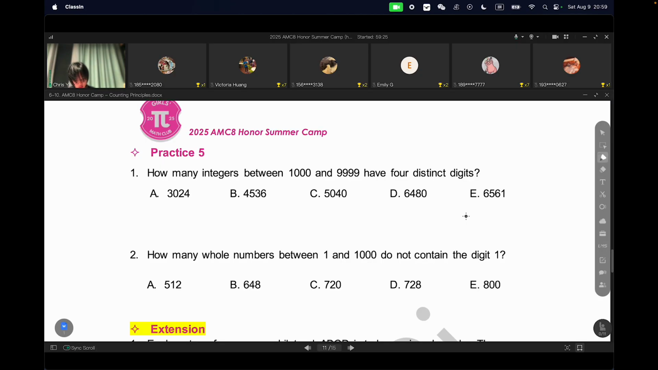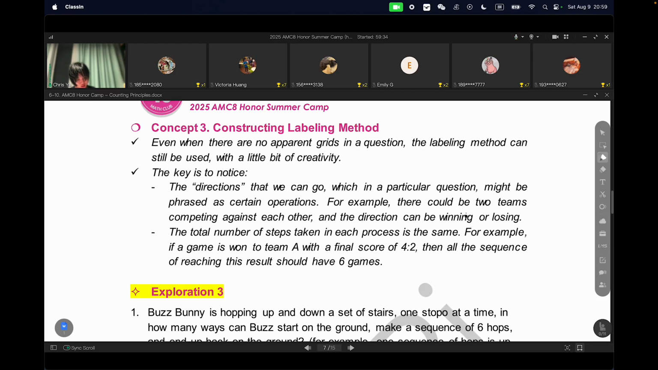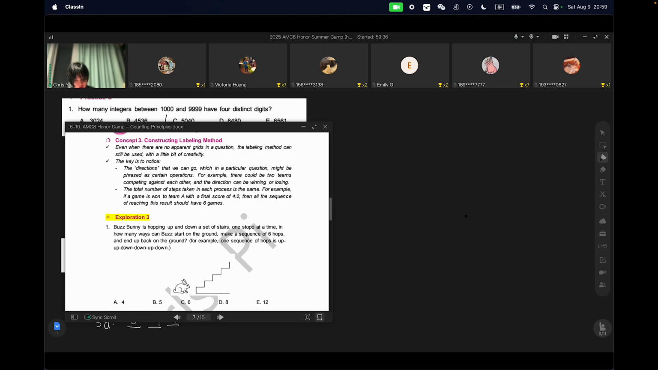If not, then let's go back to our third concept. So the third concept is a little bit complicated. It's called the construction labeling method. So even if there are no actual grids in a question, the labeling method can still be used with creativity.